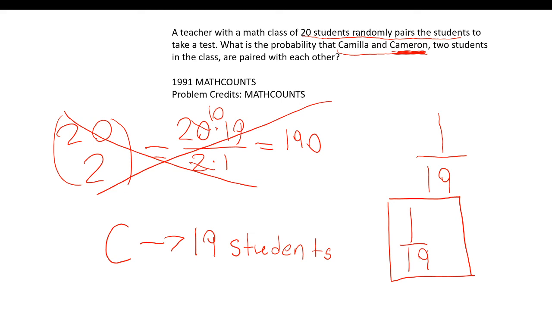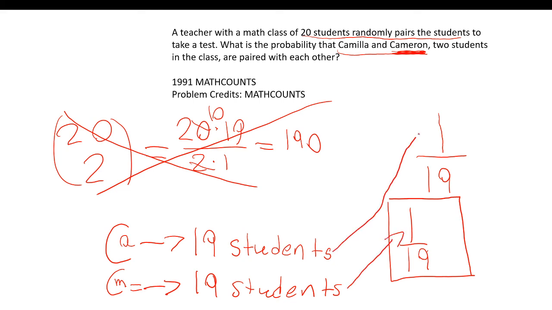So I can have any one of these. If I call this, to represent that this is Cameron, this would be CA, and this would be CM. These both have 19 students that they can be paired with, and one of them is successful. One of them is always going to be successful.